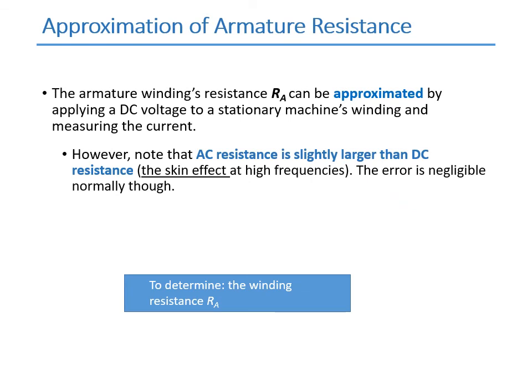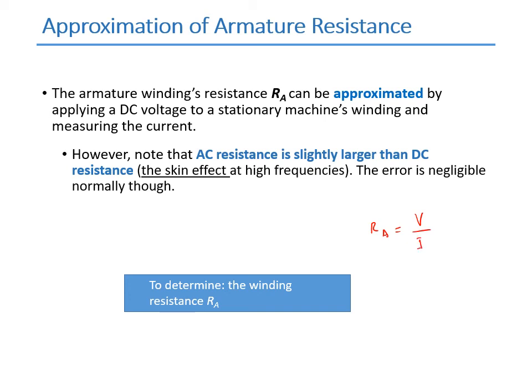Okay, the final test, which is the third test, is done if you want to determine the value of the armature resistance, or RA. And the test is pretty simple. We can just simply apply a DC voltage to a stationary machine's winding, and then we measure the current. So the resistance can then be calculated by dividing the voltage by the current.